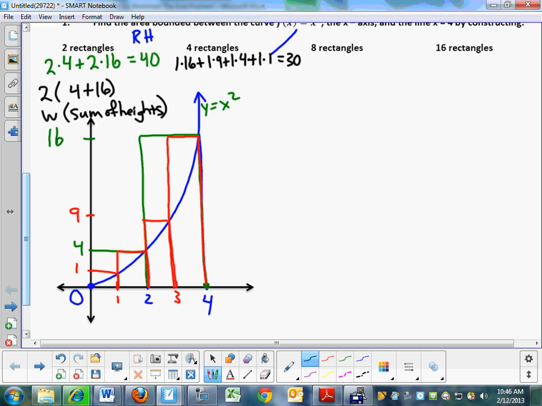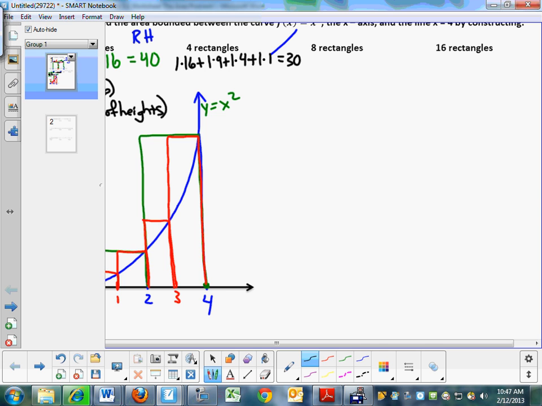Now, that's really kind of raw notation. We'll transfer that mathematically, but that one idea, that you take the widths and you multiply it by the sum of the heights, that's really important, okay? And so we're going to continue to try to do that over and over again. 8 and 16 becomes very, very tedious. So we're going to use our calculators for those after a while.